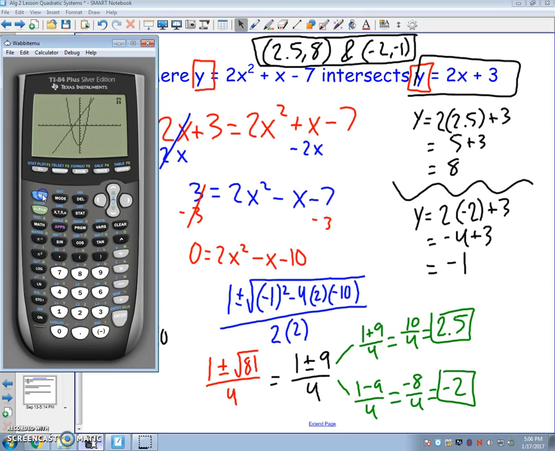If you press second trace, go calculate, go to 5, intersect. If you go close to intersection and press enter 3 times, so 1, 2, 3, it says -2, -1. That x is -2, y is -1.